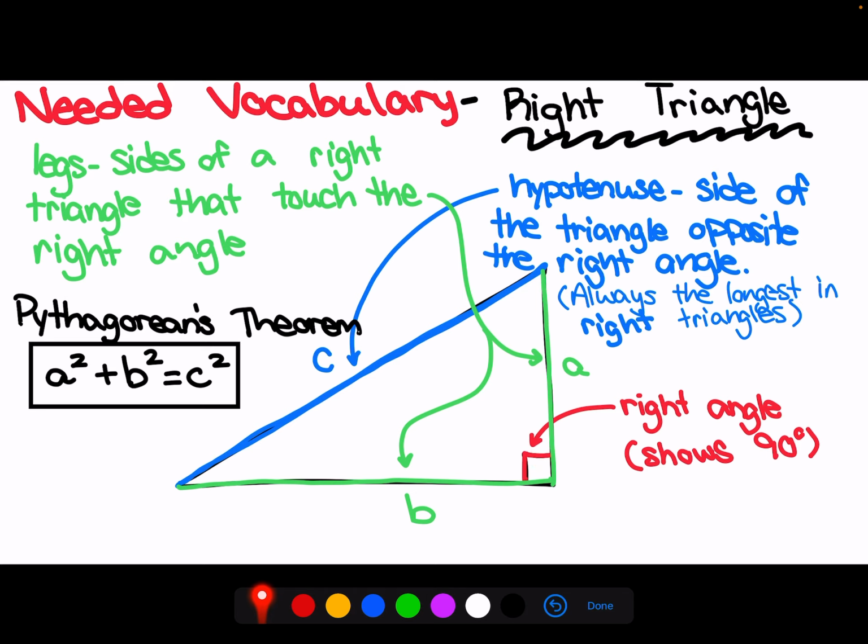And then lastly, we have Pythagorean's theorem. A squared plus b squared equals c squared. Pythagorean's theorem allows us to solve for a missing side length of a right triangle as long as I have two other side lengths. So this will be very useful for HL as well, and for just right triangles in general.